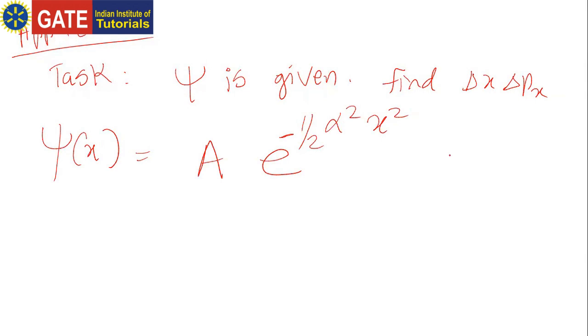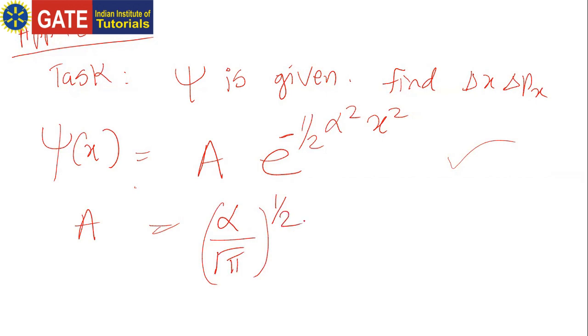I think you are familiar with this wave function. Yes, this is the wave function of a linear harmonic oscillator. Then please tell me, what is A? Root alpha by root pi. Alpha by root pi, all power 1 by 2.